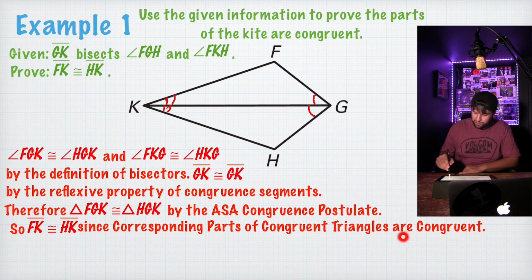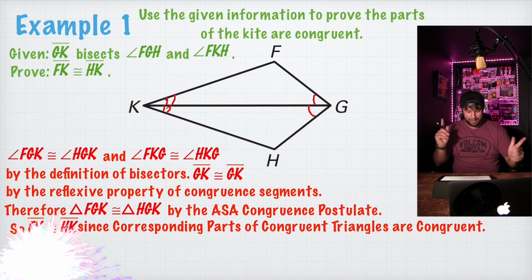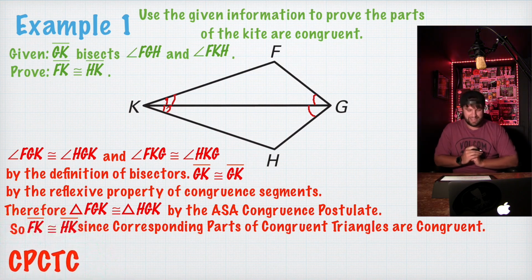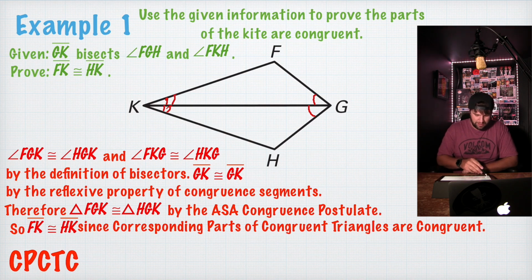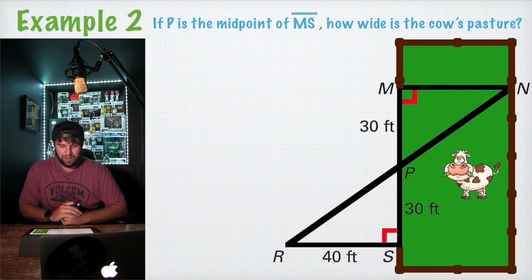This is a lot of words to write down, so in the future, you can just write CPCTC, okay? Congruent parts of congruent triangles are congruent. This is a huge shortcut because now we could have just said, so FK is congruent to HK by CPCTC. Okay? I hope that made sense. Let's go ahead on to the next example.